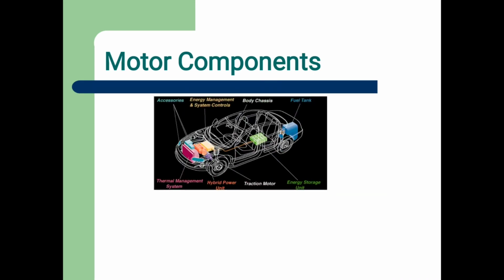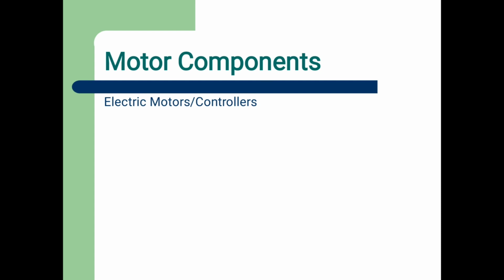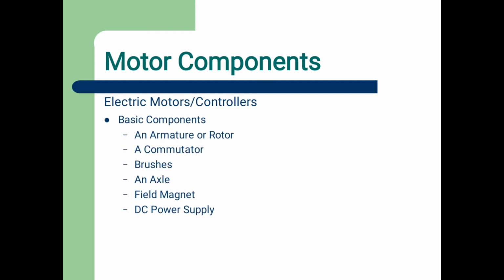Components. It consists of accessories, energy management and system controls, body chassis, fuel tank, the thermal management system, the hybrid unit, the traction motor, and the energy storage units. The drivetrains are the electric motors and controllers, the electric energy storage systems, the hybrid power units, and the transmissions. The motor components are the electric motor and controls.